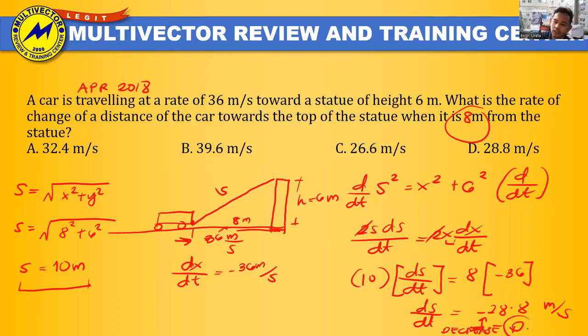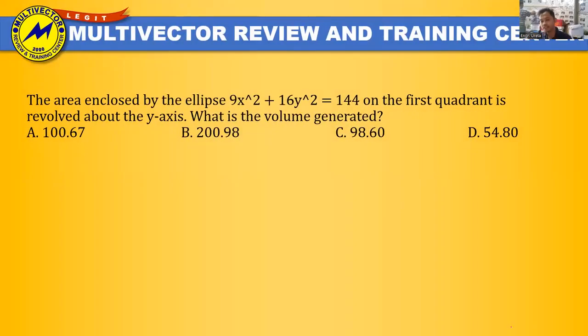Okay, so next, 99. The area enclosed by the ellipse 9x squared plus 16y squared equals 144 on the first quadrant is revolved about the y-axis. What is the volume generated? So let's convert the ellipse to standard form.